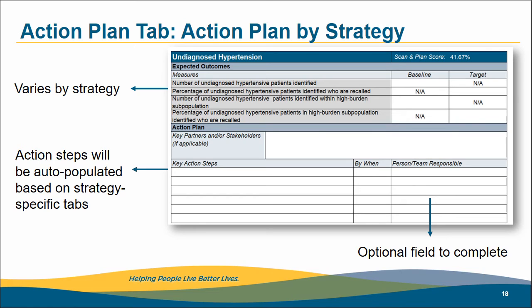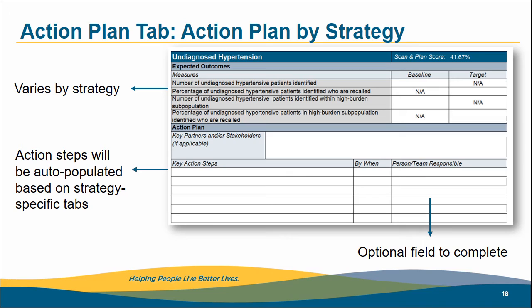So we have 4 measures that the organization will reflect on throughout the project period as a way to monitor progress. So here they would report on the number of undiagnosed hypertensive patients that were identified, and then what proportion of those patients were then recalled back into the clinic. We'll also do a breakdown of the high burden subpopulation, as that's a core focus of our funding opportunity. So it's very likely that if you have expected outcomes by strategy, you'll be looking at your clinic overall or your organization overall, and then doing a deeper dive into those priority populations.